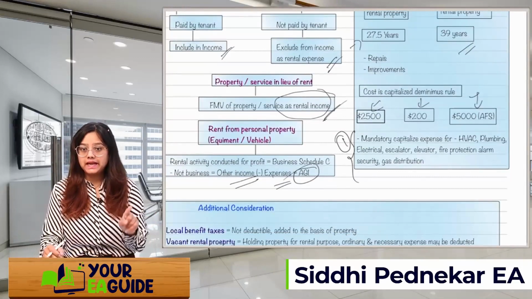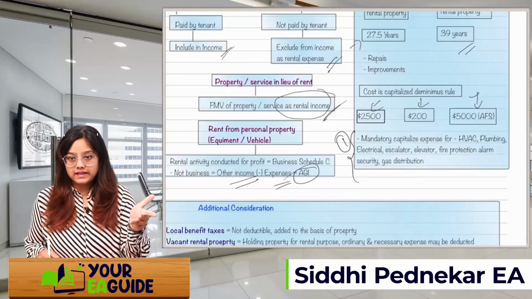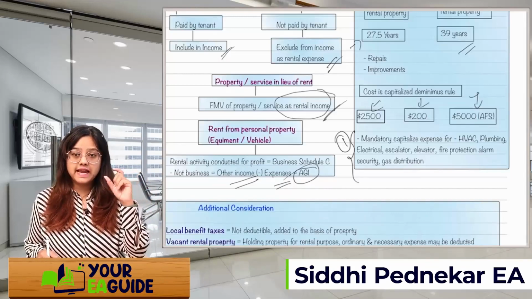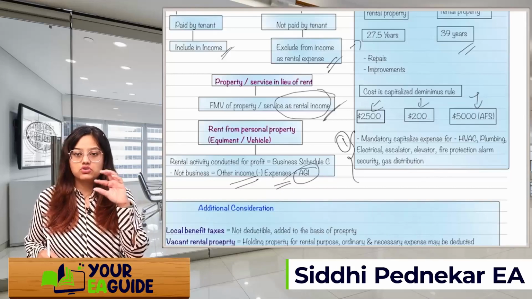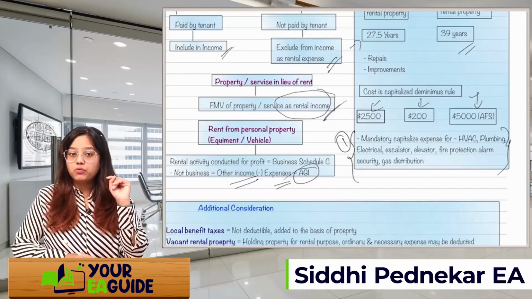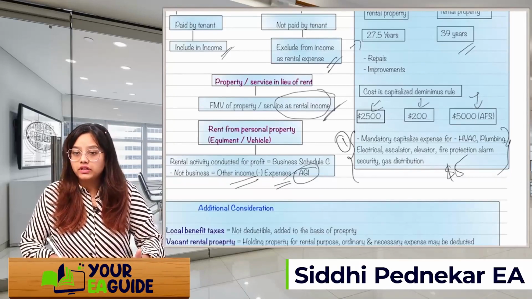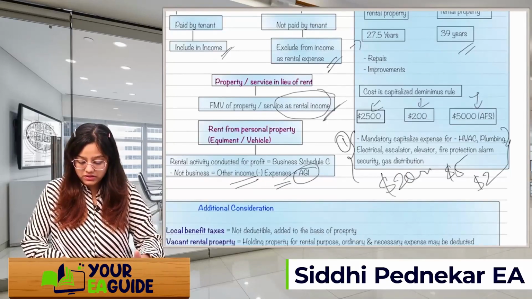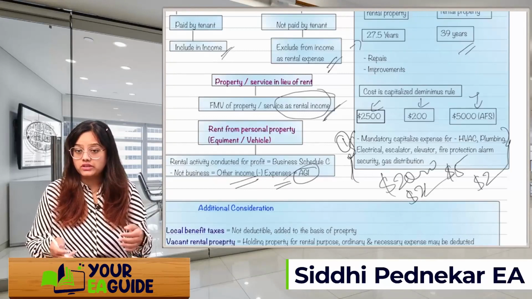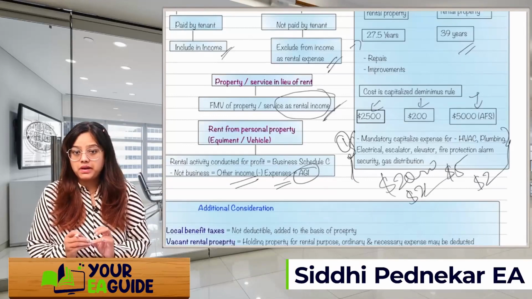Mandatorily, you will have to capitalize 8 items, that is HVAC, plumbing, electrical, escalators, elevators, fire protection alarms, security, gas distribution. So these 8 items, just remember them. There is no other way, you have to just remember these 8 items. If there is anything related to these 8 items, it will be capitalized, even if it's $5, even if it's $2, even if it's $2,000 or $2 lakh, any amount. We are not going to check the limits for these assets, but it's going to be capitalized by default.